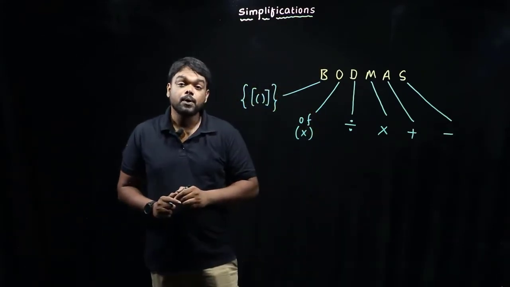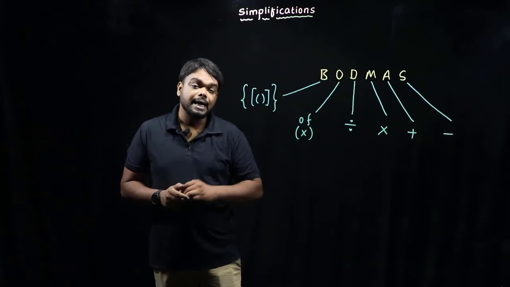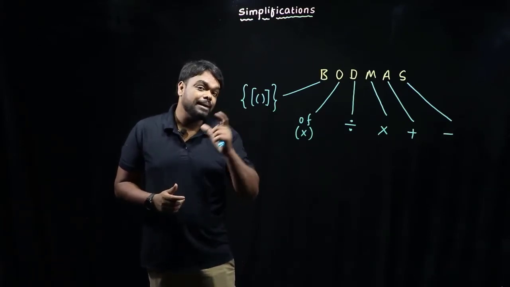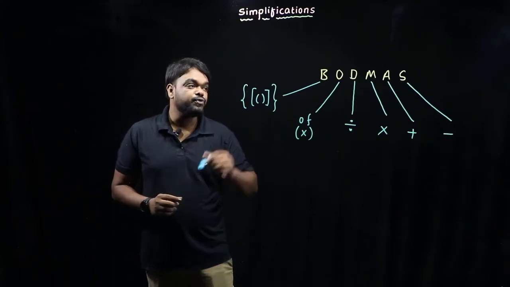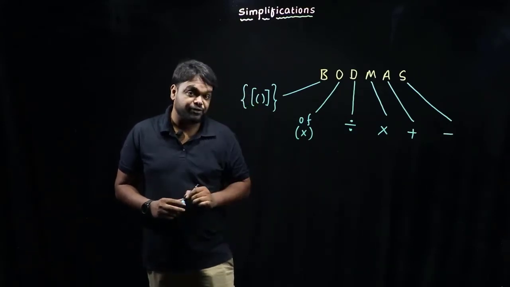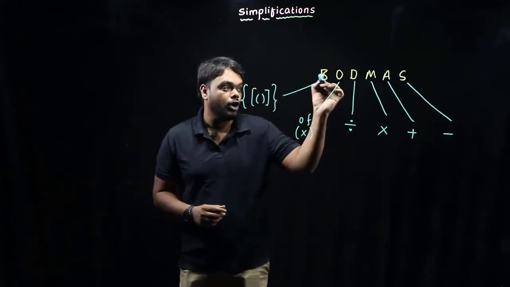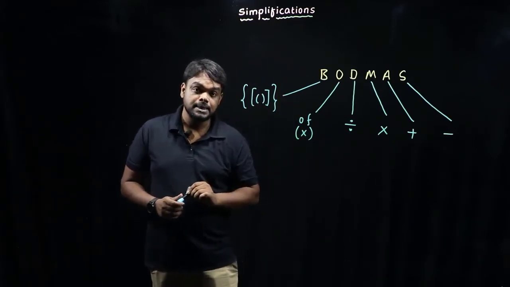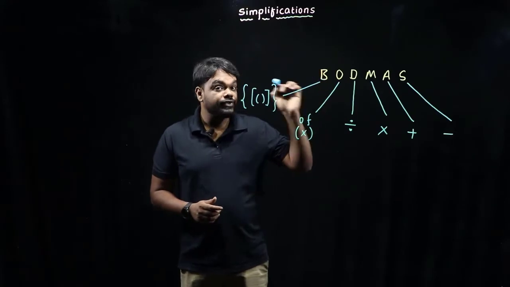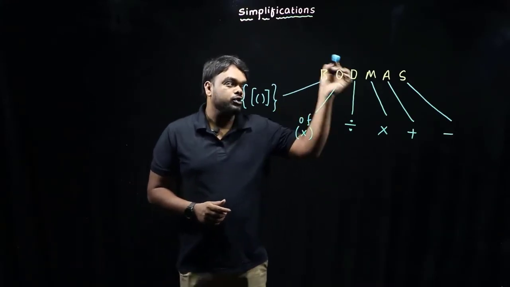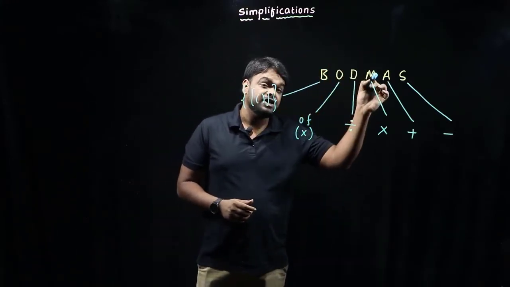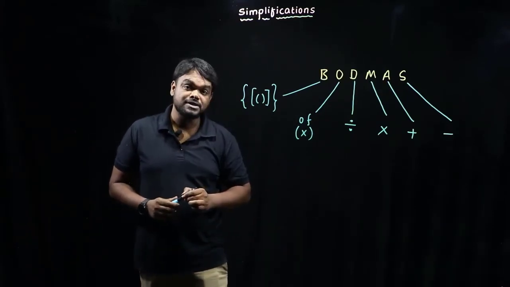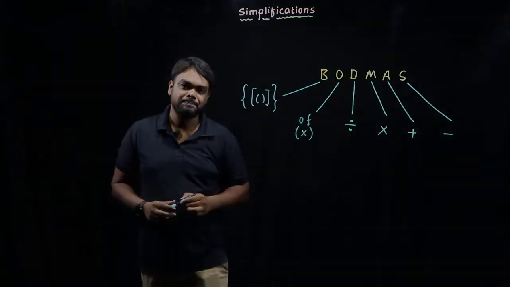It means whenever you see any question on simplification or any final part of the calculation, you must always give the preference based on the same order. That is, the first preference should always go to the braces, second to the of, third to the division, fourth to the multiplication, and then addition, and then subtraction. Let us see a couple of examples so that we can understand them better.